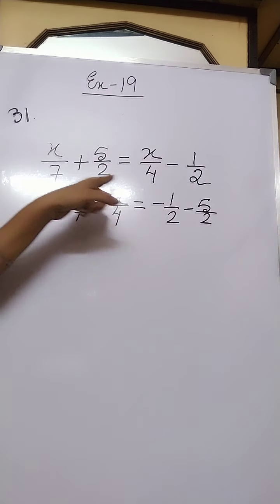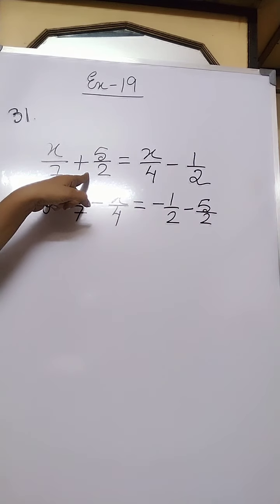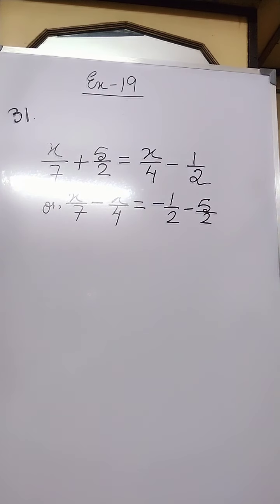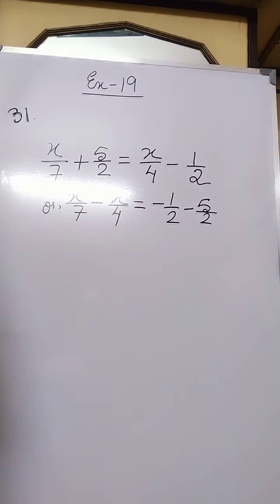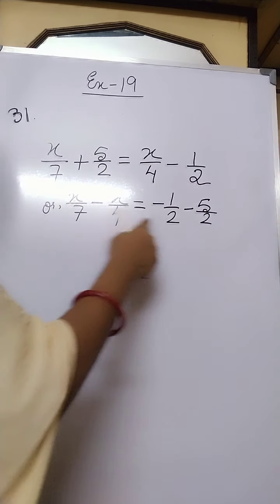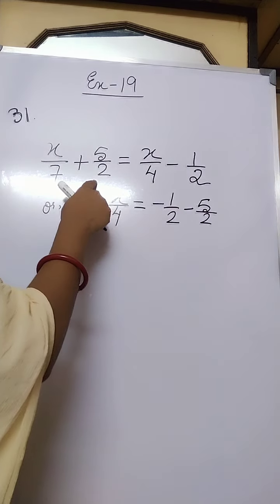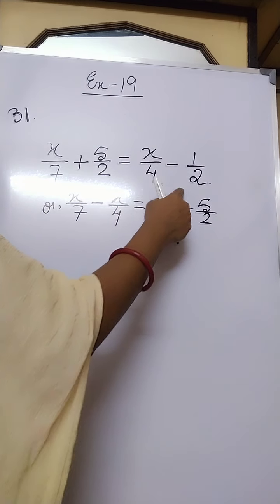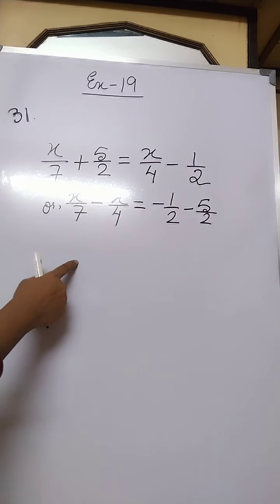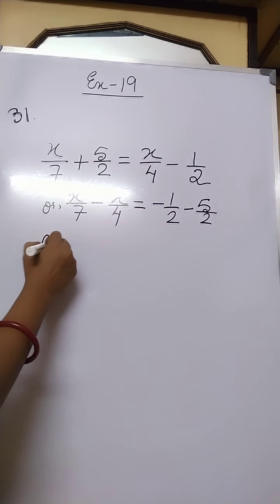Why again minus 5 by 2? Plus 5 by 2 has become minus 5 by 2. Why? This is because again the same thing we will follow, same rule. Because the side has changed, the sign has also changed. Because the numerical constant has changed its position from the left hand side to the right hand side, that's why the sign has automatically changed.